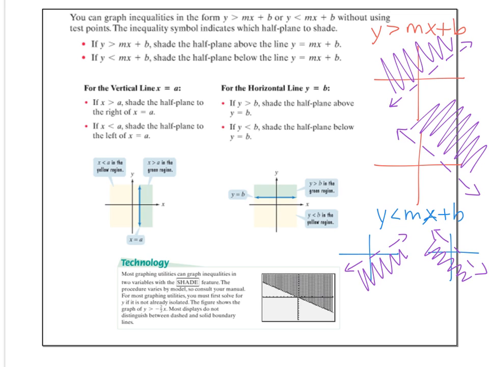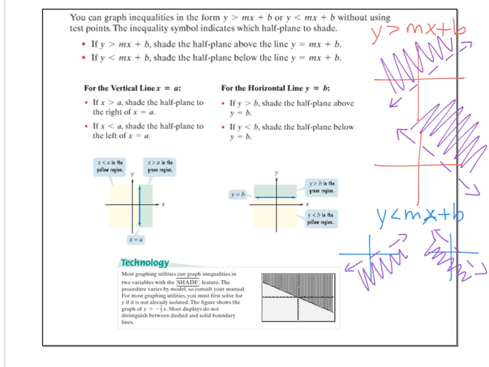Now, vertical lines and horizontal lines are a little bit different. Vertical lines, as long as the x value is on the left-hand side, you can use this as an arrow, and that tells you that I'm going to be greater than, so I need to be this side. I'm pointing in this direction. Whereas if I'm less than, I'm going to be on this side because I'm going to the left. Same with horizontal lines. If y is greater than b, it's going up. Whereas if it's less than b, it would be going down.